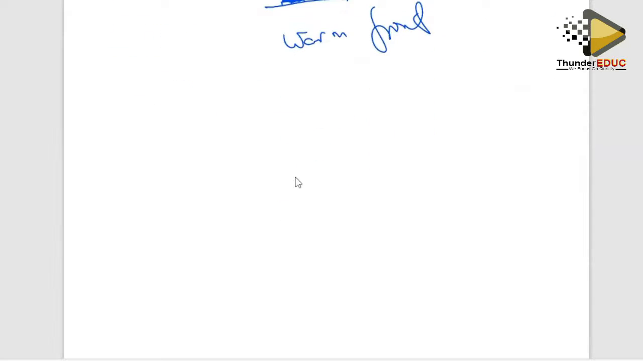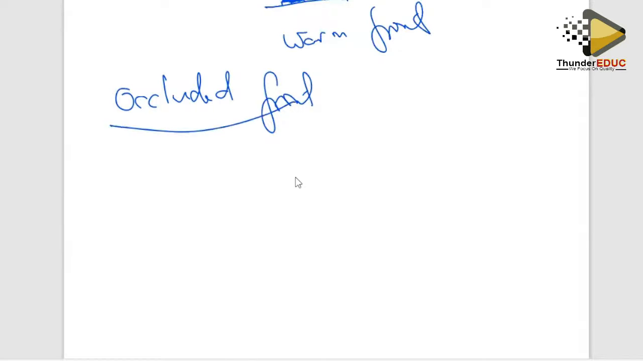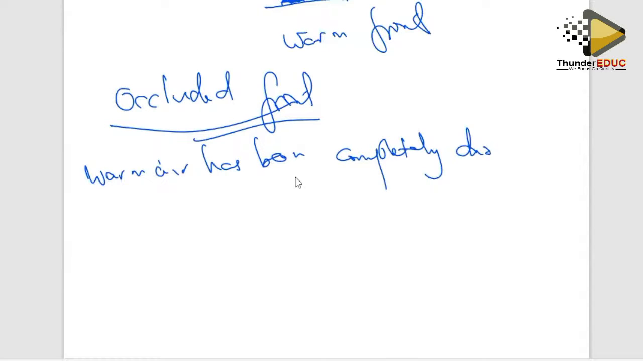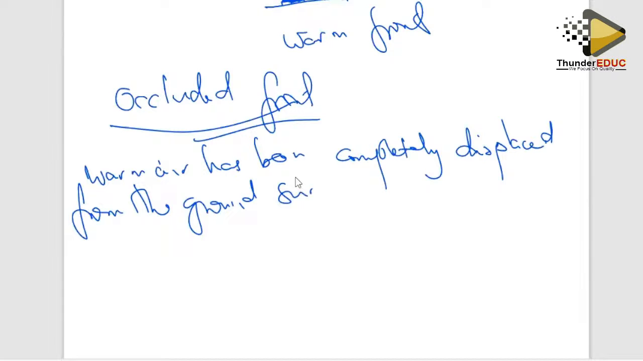Right, then what we call occlusion, there's also an occluded front. When we talk of an occlusion, this is a situation when warm air has been completely displaced from the ground surface by cold air.